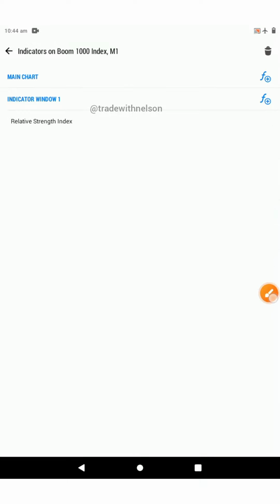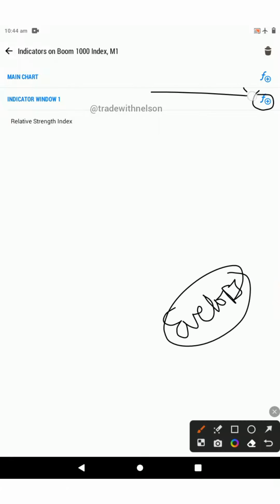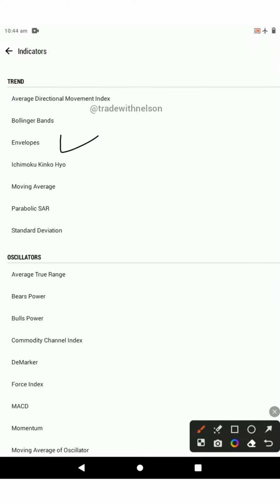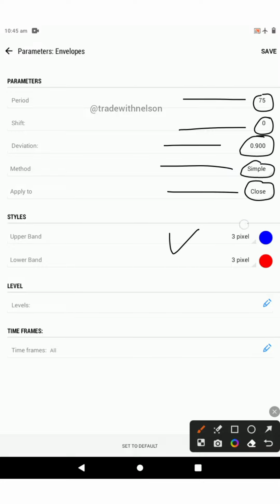The second indicator we'll be adding is the envelopes. Click on this F icon on indicators Windows 1. This is envelopes. Make the period 75, shift 0, deviation 0.9, method simple, apply to close. For the styles, make it 3 pixels and select a color of your choice. After that, click on save.